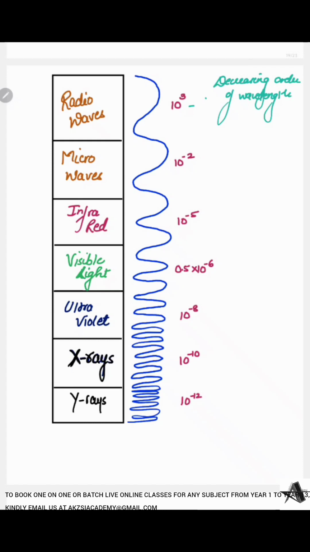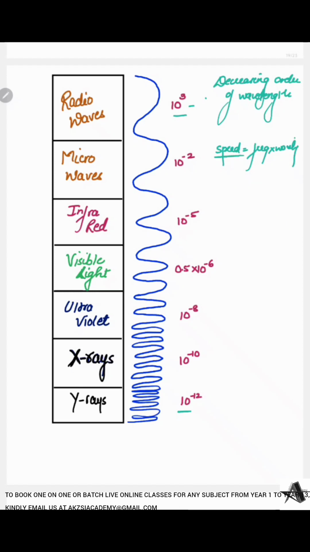If you go downwards, that means towards microwaves, infrared, visible, ultraviolet, x-rays and gamma rays, the wavelength keeps on decreasing, and you can clearly see the values as well. So it keeps on decreasing, and finally at the very end, the gamma ray has the smallest or the shortest wavelength. We have studied the equation: wave speed is equal to frequency times wavelength.